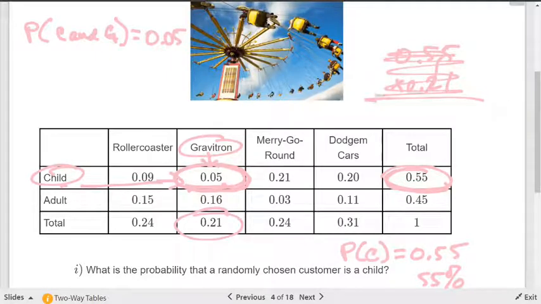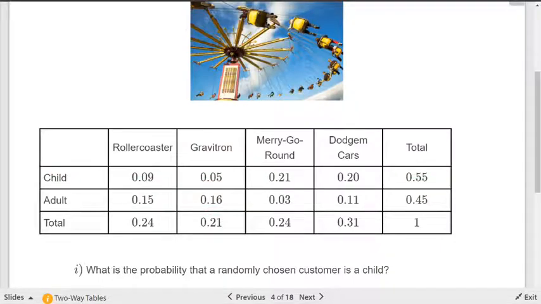But anyway, don't worry about it. The probability is right there. It's the probability of that intersection, a child and on the gravitron. Okay? They've already worked out the probabilities for you. That's all you need to worry about for now.